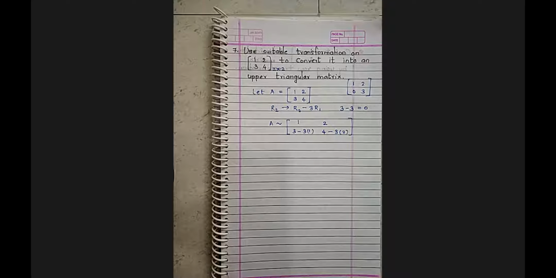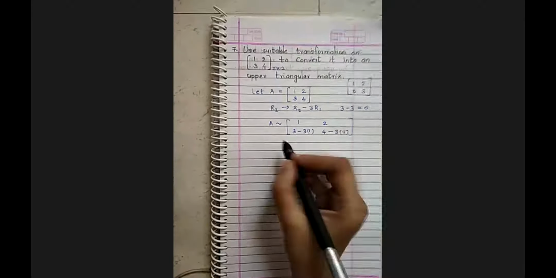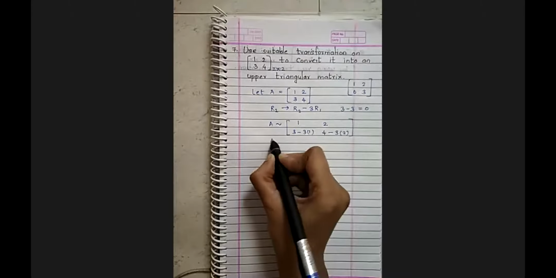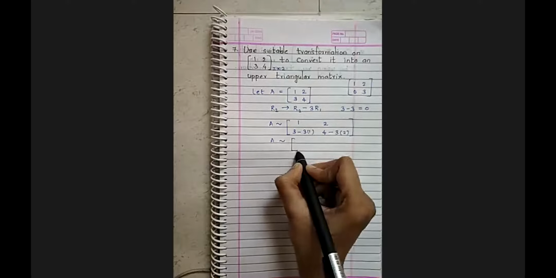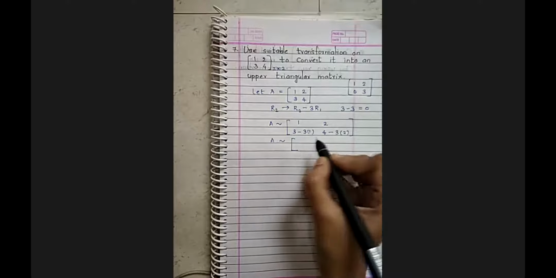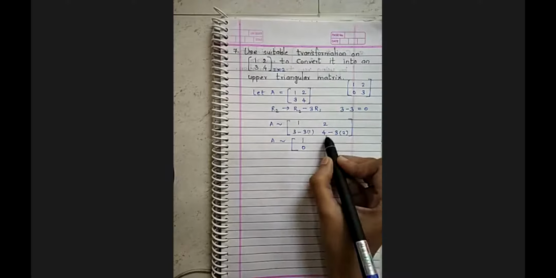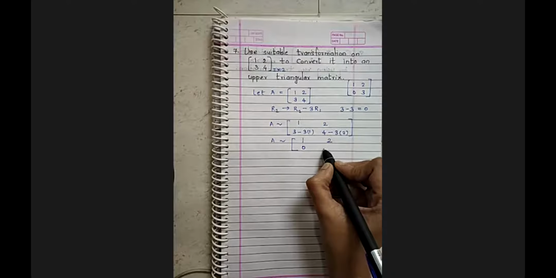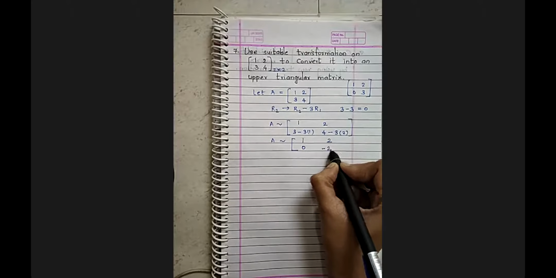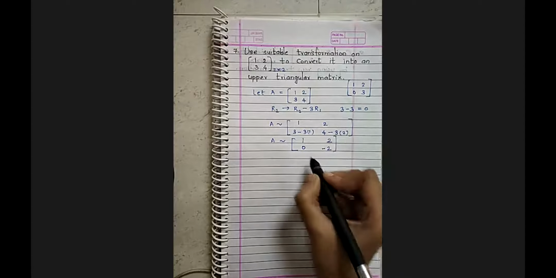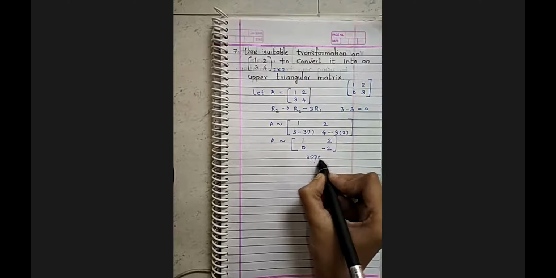So let's continue. I have done this, so let's solve. It is 1 and 2 as it is. Now 3 minus 0, 3, it becomes 0, and 4 minus 6 is minus 2. So you have converted this into an upper triangular matrix.